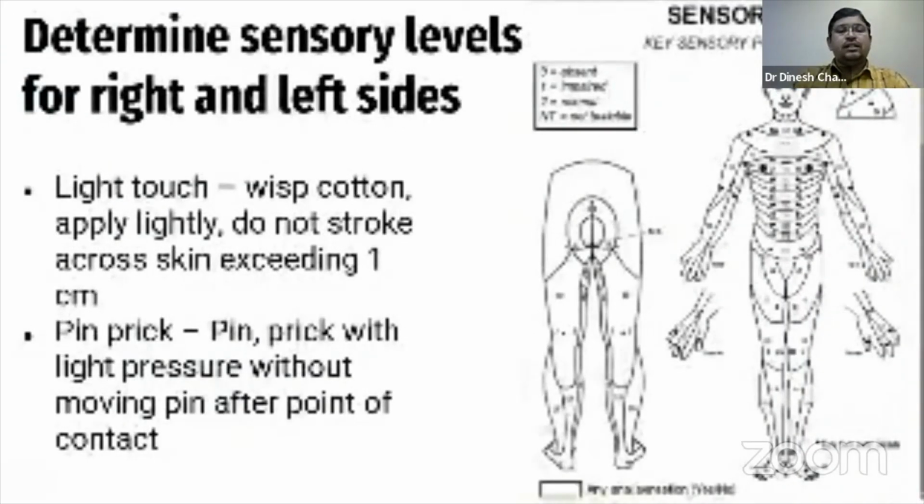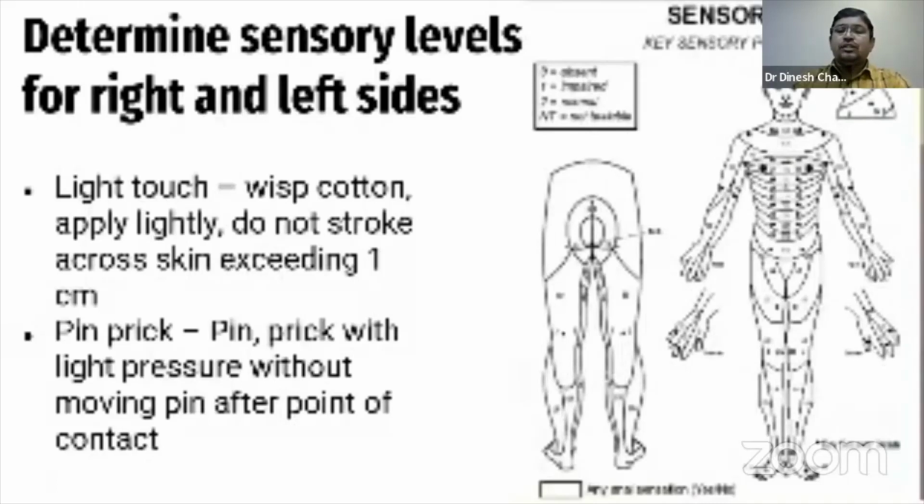Determine the sensory level for the right side and for the left side. There is a diagrammatic presentation showing how and where to test the sensation. The dark point is where you check the sensation. For the grades, 0 is absent, grade 1 is impaired sensation, grade 2 is normal sensation, and NT means not testable, which you write as NT.